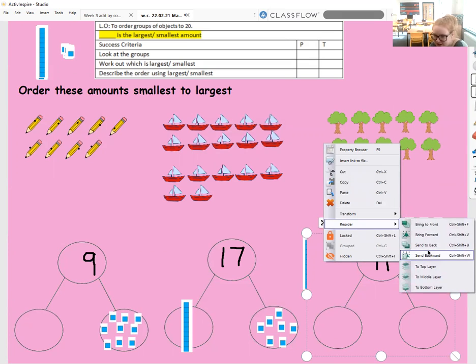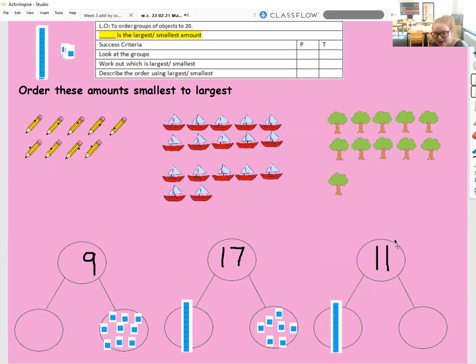Don't know why it's doing this. I just did this. 1 10 here. And how many 1s can I see? I can see 1 1. So 11 has 1 10 and 1 1.